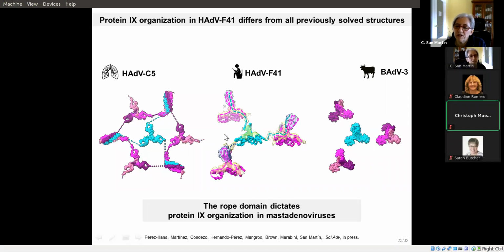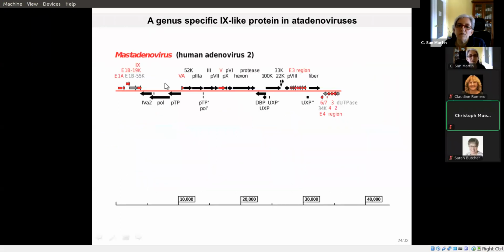This rope domain dictates the organization of this external decorating protein in the different adenoviruses, because it can turn clockwise, like you see here, or counterclockwise, or here it seems to go straight to encounter the triskelion at the periphery of the facet. Now, it turns out that protein 9 is only present in the mastadenovirus genus.